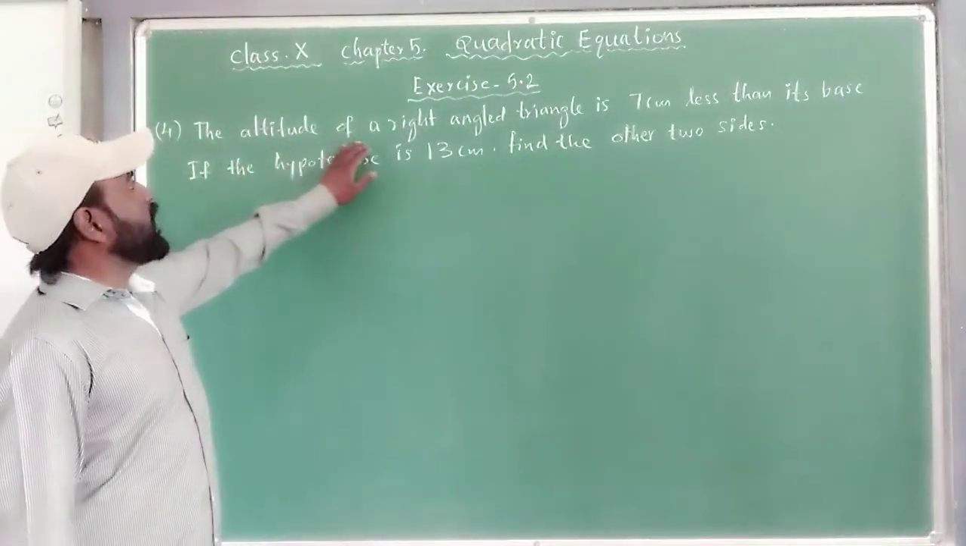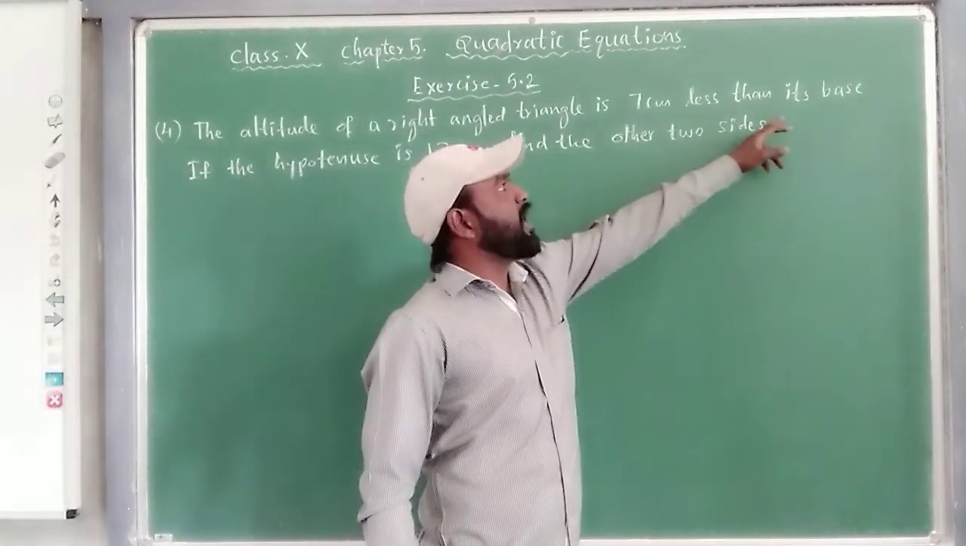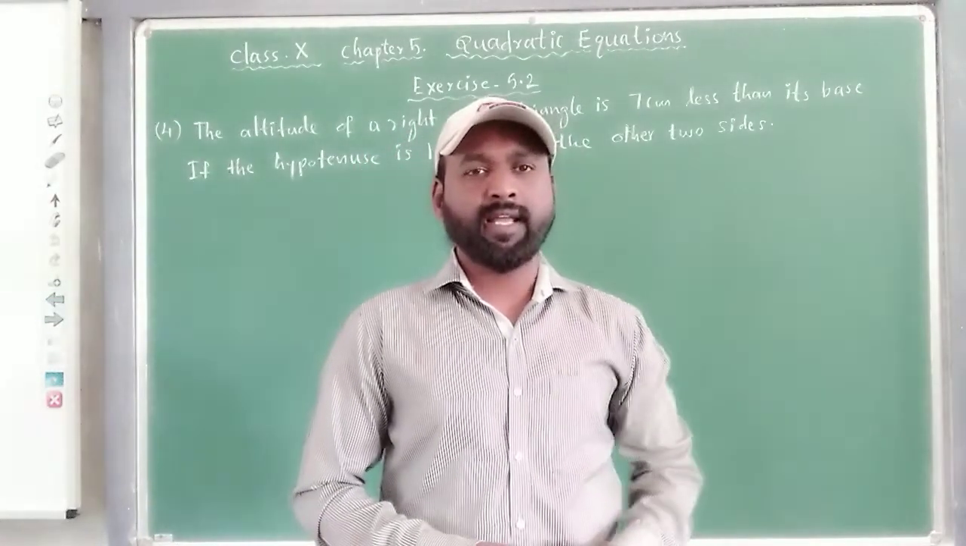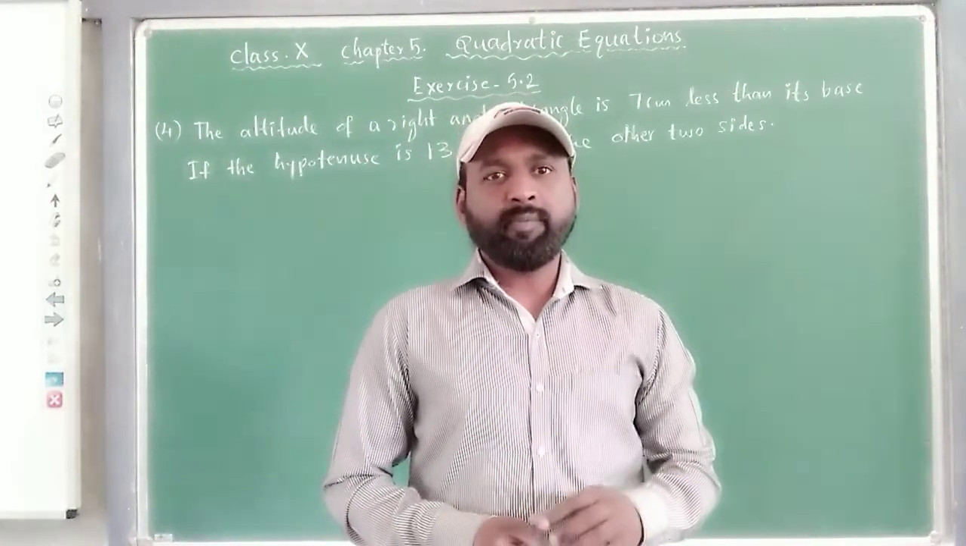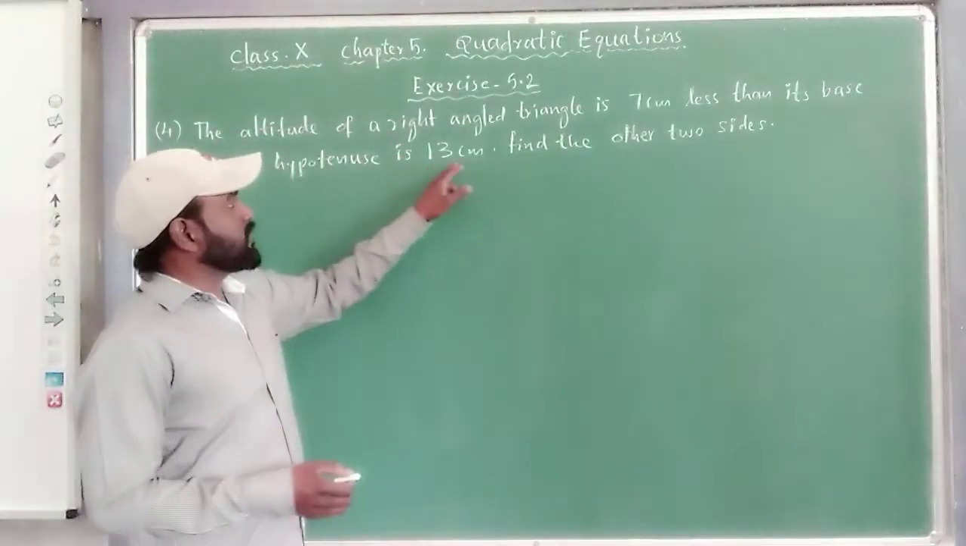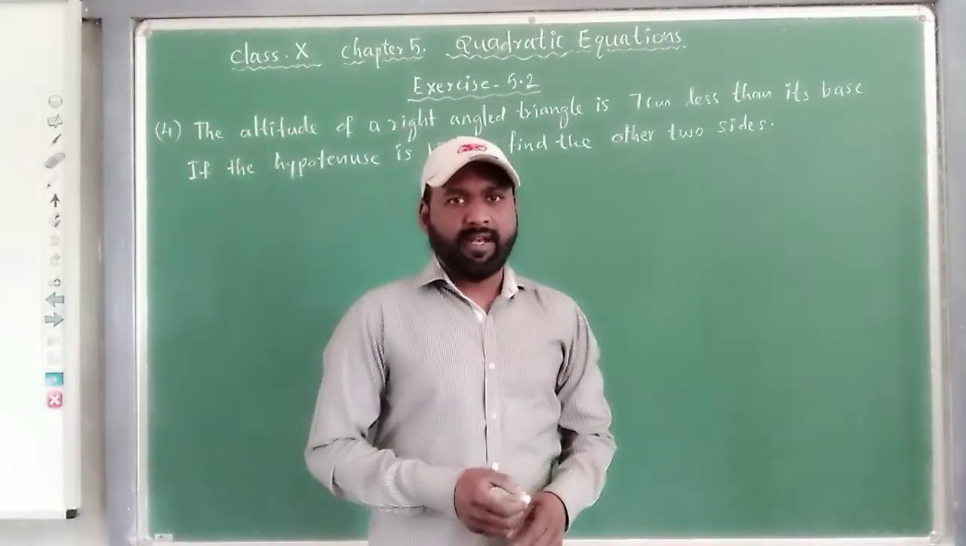The altitude of a right angle triangle is 7 centimeters less than its base. If the hypotenuse is 13 centimeters, find the other two sides.